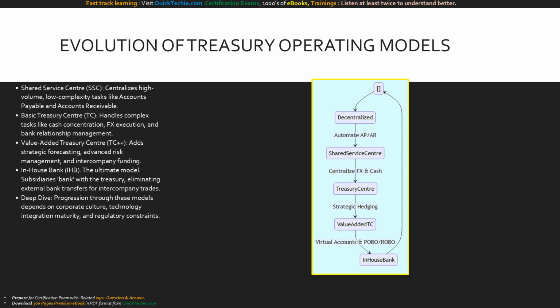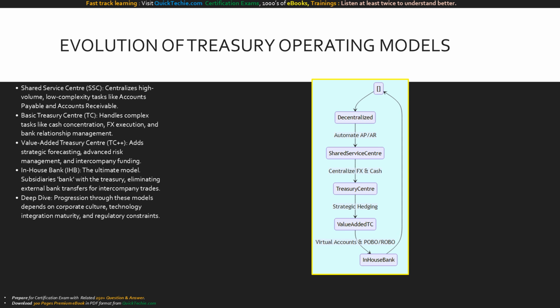As maturity grows, we evolve into a value-added treasury center, or TC++. Here, treasury becomes highly strategic, managing deep analytics, long-term risk modeling, and intercompany funding. Finally, we reach the apex of treasury design, the in-house bank. In this model, subsidiaries no longer use external banks for their daily operations. They maintain virtual accounts with the corporate treasury. If subsidiary A owes subsidiary B, no actual cash leaves the company. It is merely an accounting entry in the in-house bank. This completely eliminates bank spread costs and revolutionizes liquidity.